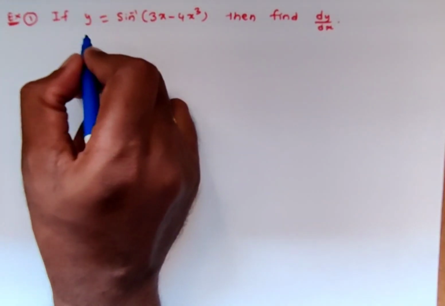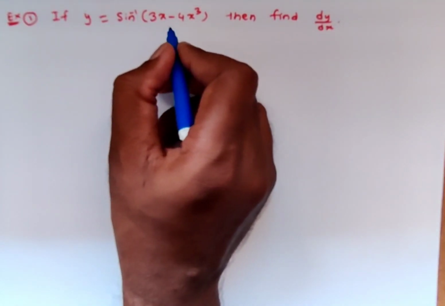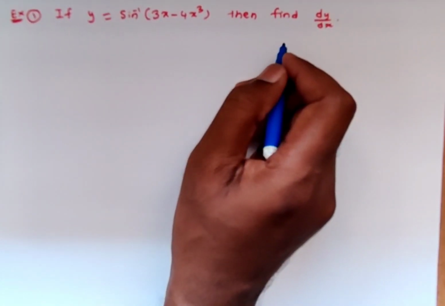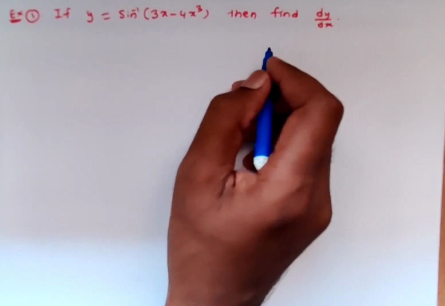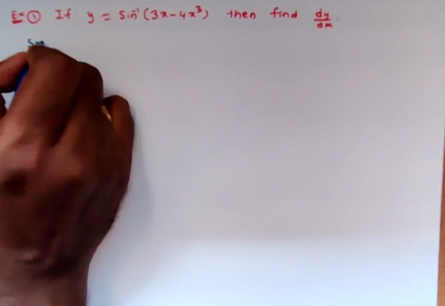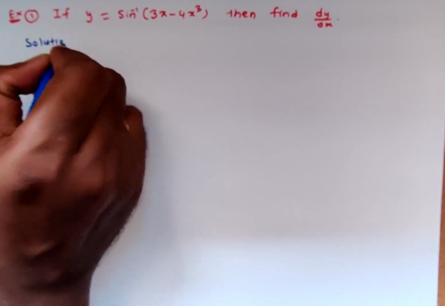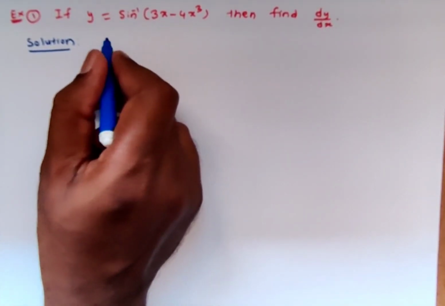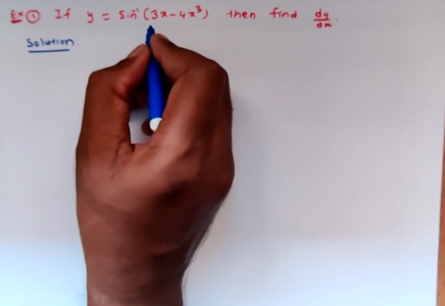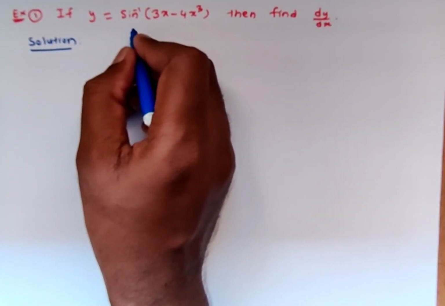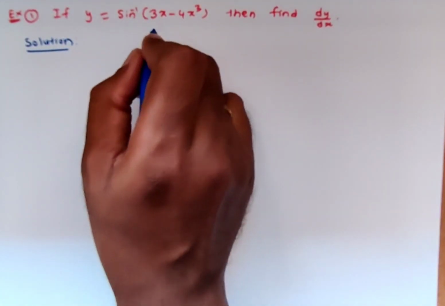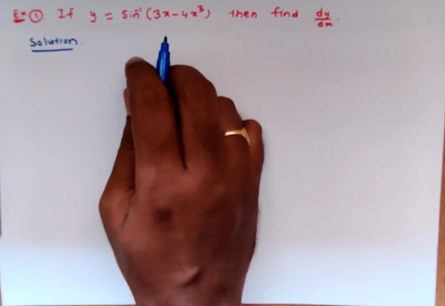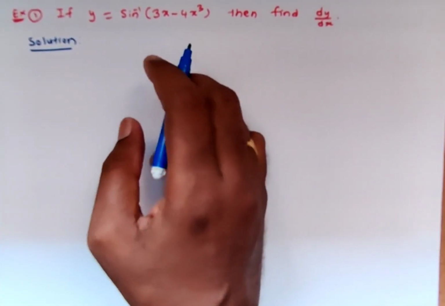So example 1, if y equals sine inverse of 3x minus 4x cube, then find the derivative of y or dy by dx. And see the solution for this. Without using substitution also, we can find the derivative of this function, since it is in the form of sine inverse of u. So we know the sine inverse of u derivative, and the inner function is 3x minus 4x cube. Now, for this problem, how to use the substitution method.